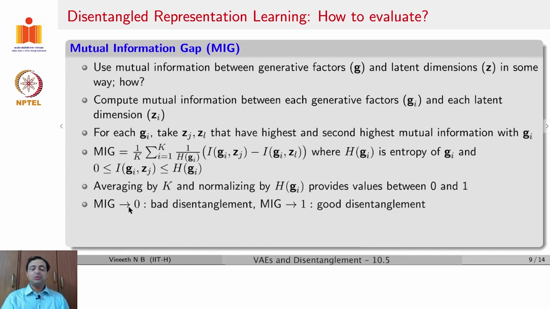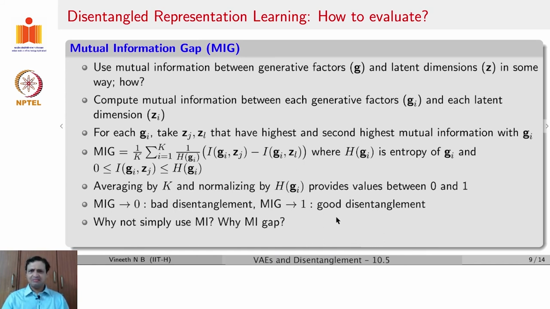Clearly, if the mutual information gap is 0, which means both these latent factors have a high mutual information with the same generative factor, that would be bad disentanglement because both those latents are learning the same thing, they are not disentangled. On the other hand, when MIG is 1, it is good disentanglement.